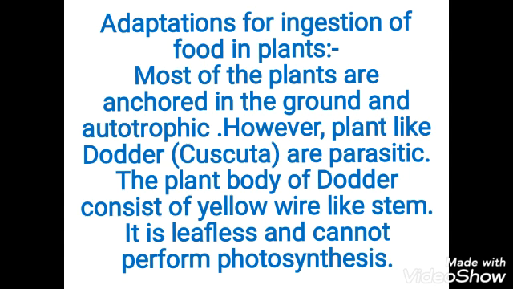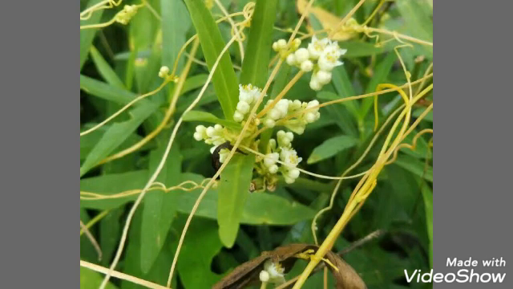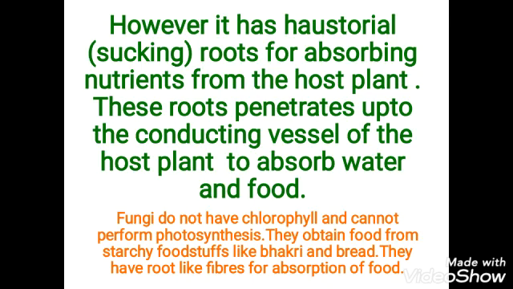Adaptation for ingestion of food in plants. Most of the plants are anchored in the ground and are autotrophic. However, plants like Dodder, that is Cuscuta, are parasitic. The plant body of Dodder consists of a yellow wire-like stem. It is leafless and cannot perform photosynthesis. However, it has special sucking roots for absorbing nutrients from the host plant. These roots penetrate up to the conducting vessels of the host plant to absorb water and food.